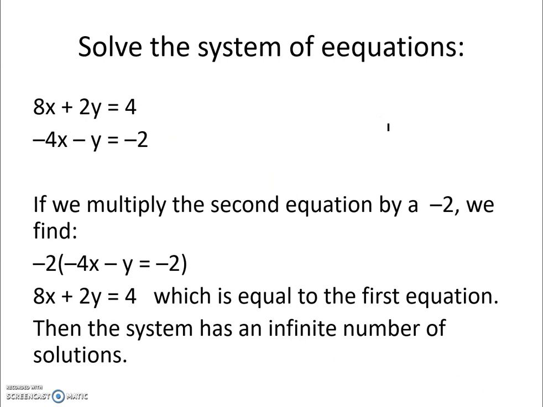Moving on to our next system of equations, we have 8x plus 2y equals 4, and 4x minus y equals negative 2. If we multiply the second equation by negative 2, we find that negative 2 times 4x is a positive 8x. Negative 2 times a negative 1y is a positive 2y. And then negative 2 times a negative 2 is 4.